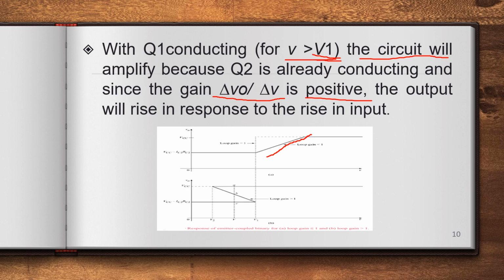In this state, only Q2 is conducting and Q1 is off. In this state, both transistors are conducting, so the output will rise in response to the rise in input.